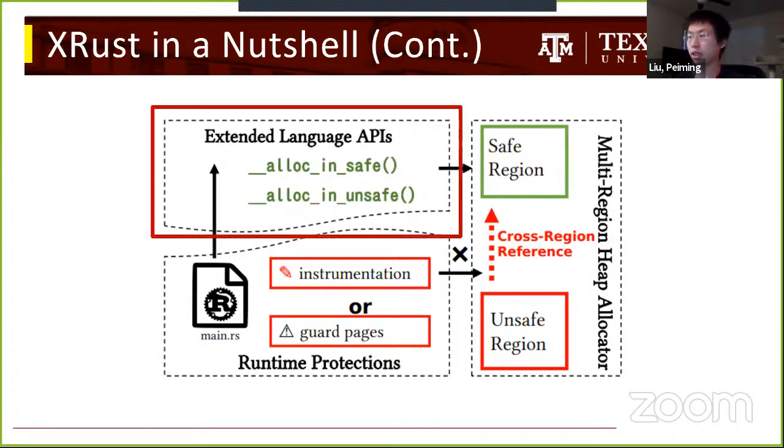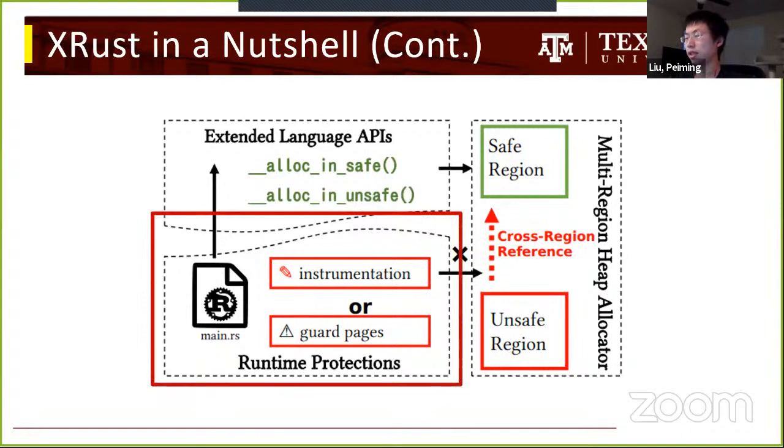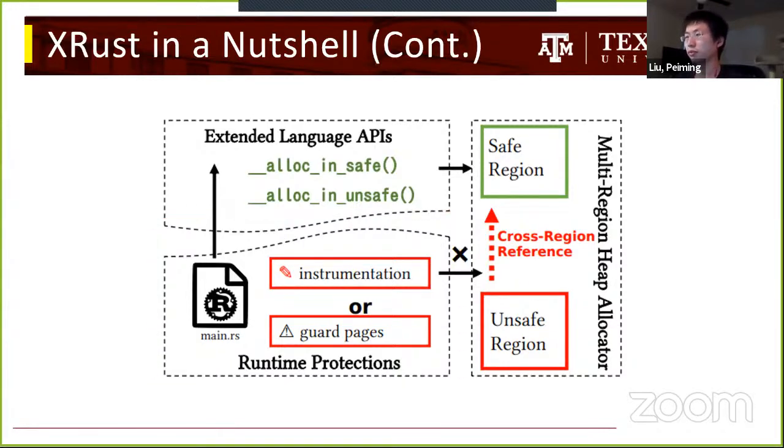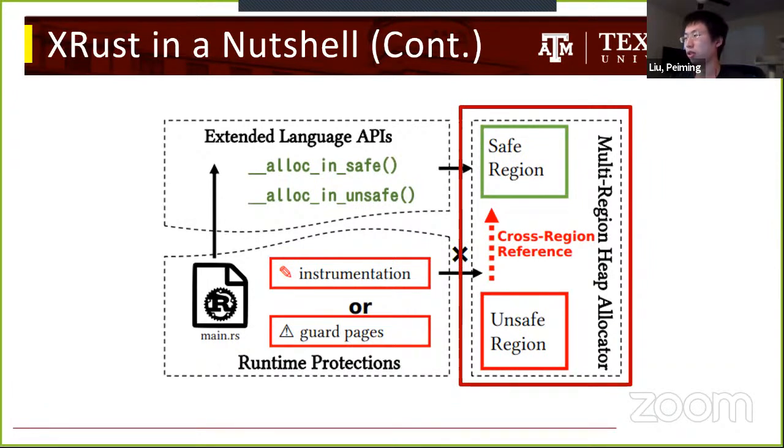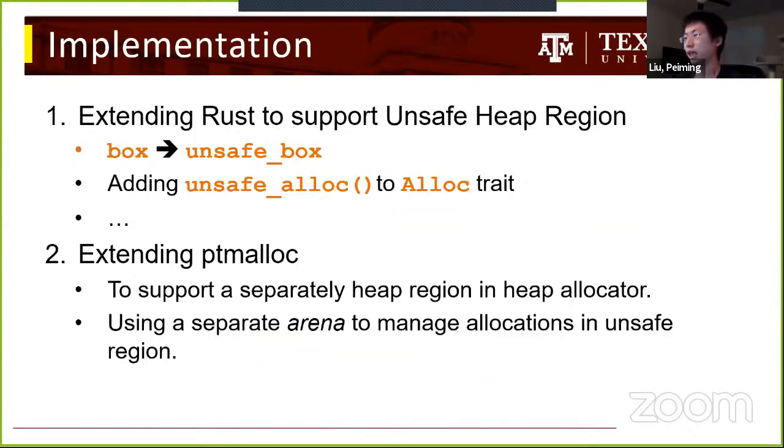The first one is an extended Rust language and Rust compiler that support unsafe objects at the language level. The second one is the runtime protection technique used to isolate the side effect from unsafe Rust. And the third component is an extended heap allocator that manages 2 memory regions separately for safe and unsafe objects, respectively.